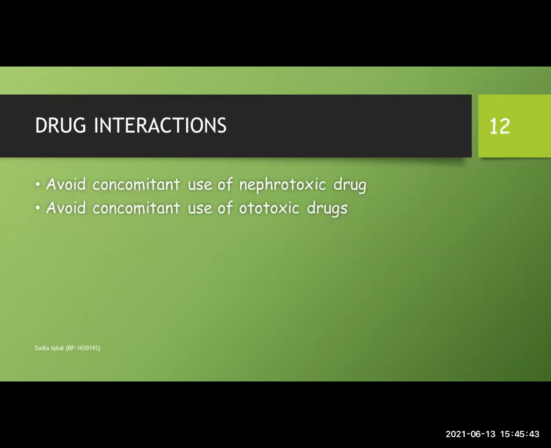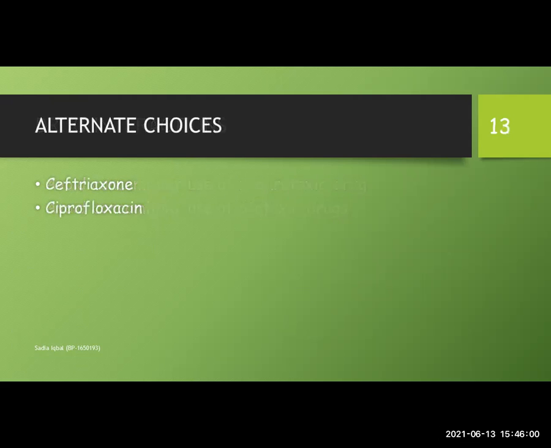As we know, gentamicin is itself a nephrotoxic drug, so it should not be used, or it should be used carefully, with other nephrotoxic drugs, for example, NSAIDs, amphotericin B, and cyclosporins. And with other ototoxic drugs, like for example furosemide, gentamicin should be used very carefully.